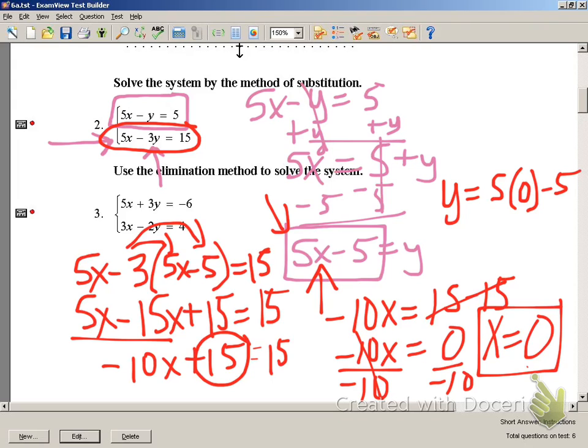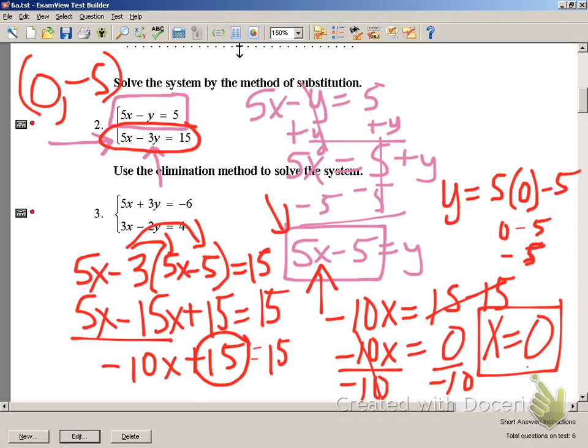So finishing the problem, I'm going to just work it out. 5 times 0 is 0. So 0 minus 5 gives us negative 5. Now, the solution to any system is always an ordered pair. So my answer for number 2 would be 0, comma, negative 5. That is my answer, my solution.